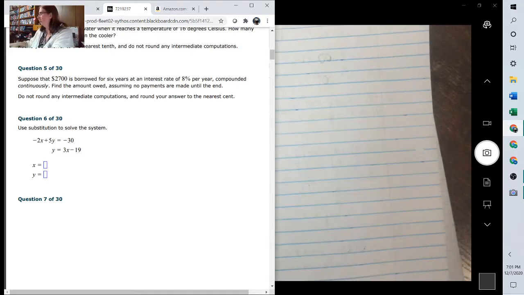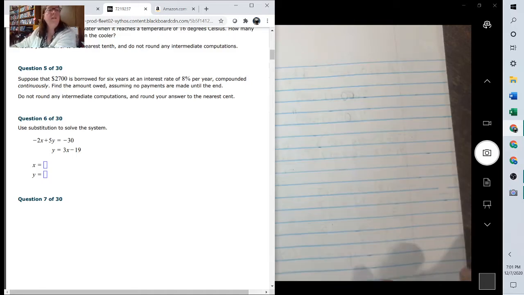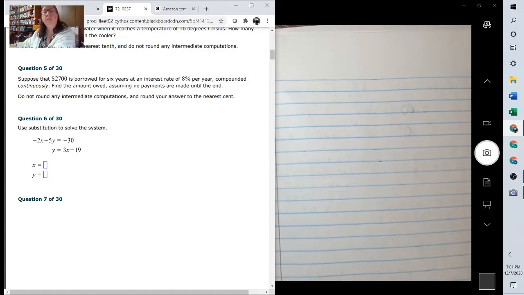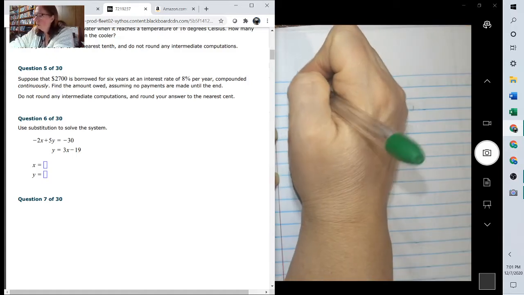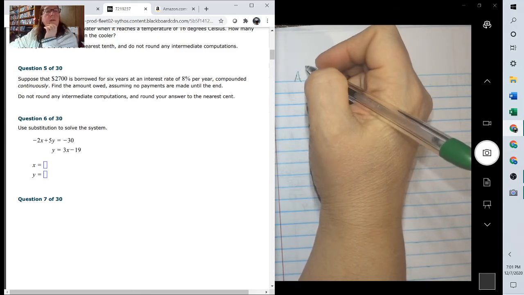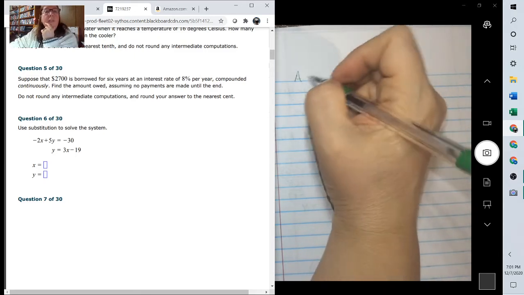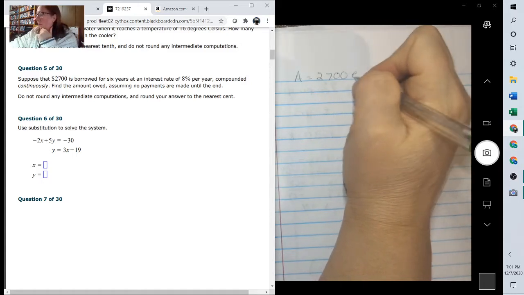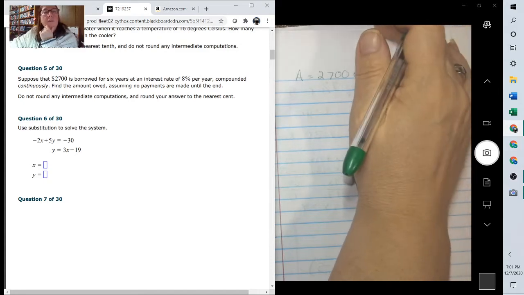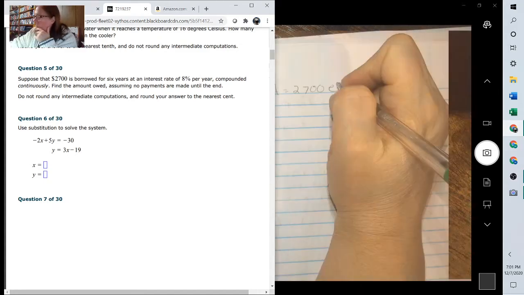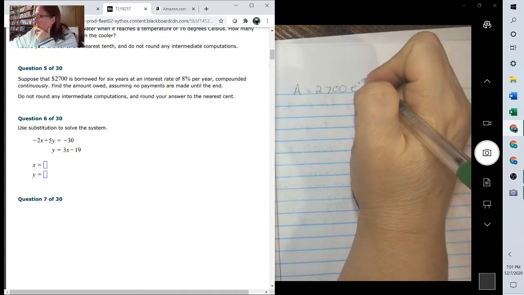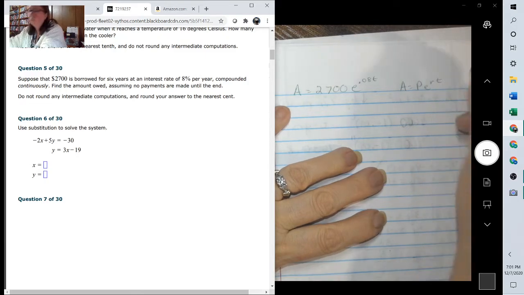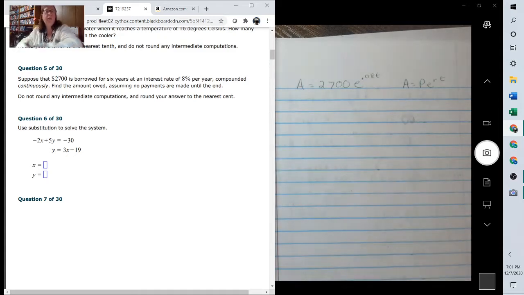Number 5. Suppose that 2,700 is borrowed for 6 years at 8% per year, compounded continuously. Find the amount owed, assuming no payments are made until the end. So we want to find the total amount. Starting amount, 2,700 e to the 0.08t. The formula is A equals P e to the rt. So we plug it in.